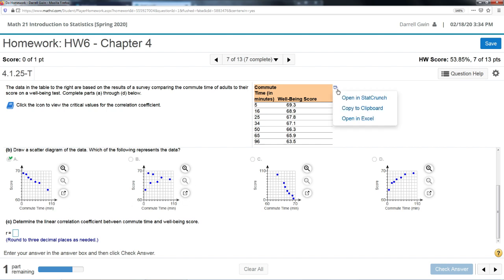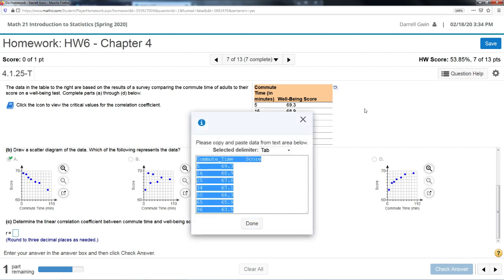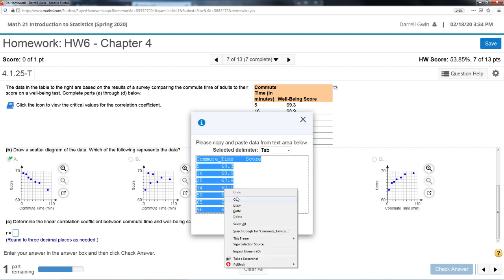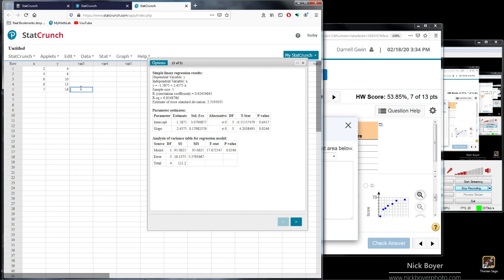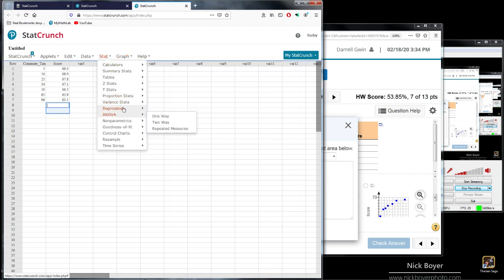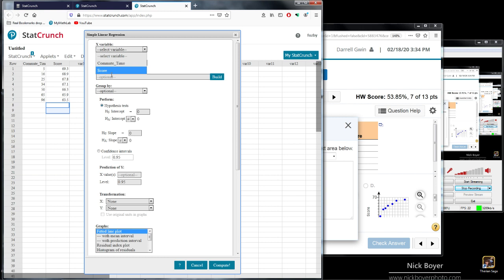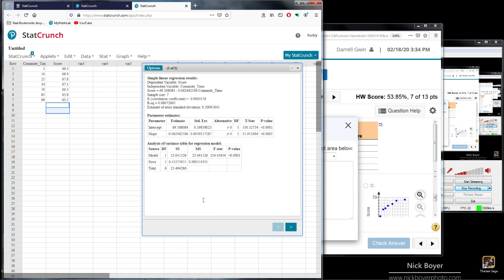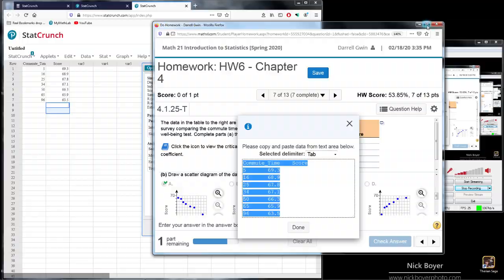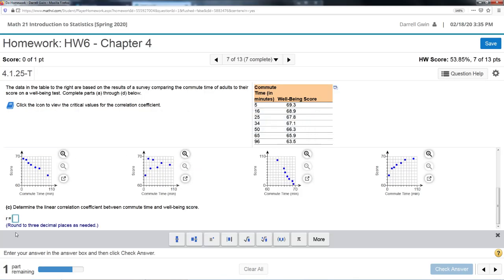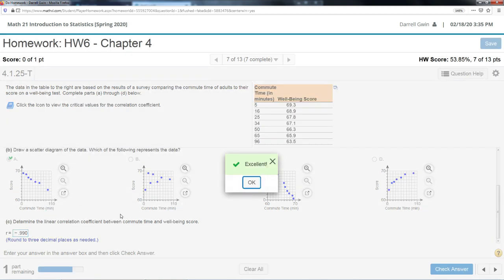What's the R? Well, here we go again. Copy to clipboard. Alright, we're going to go to StatCrunch. Highlight the column, Control V, replaces everything. You just do everything the same. Stats, regression, simple linear. X is the commute time, and Y is the score. Compute. R equals negative 0.990, I believe. Cross my fingers.